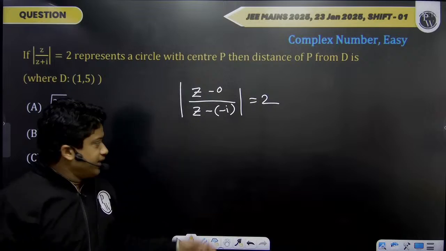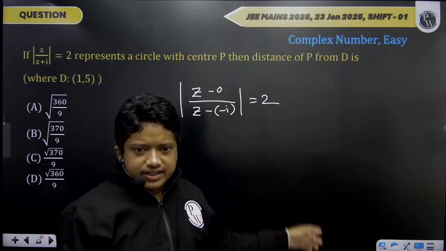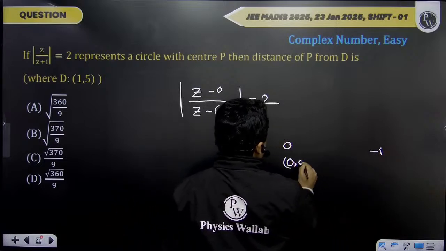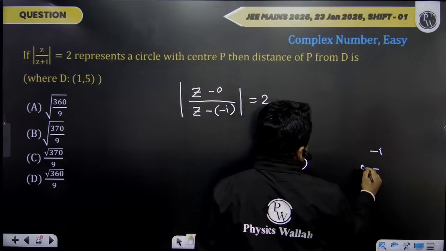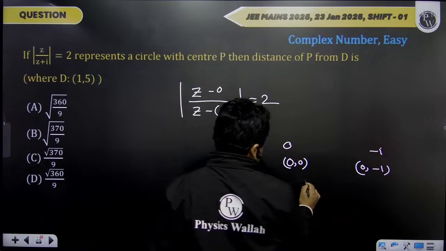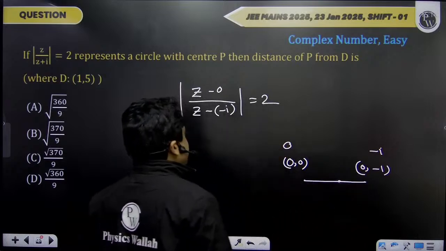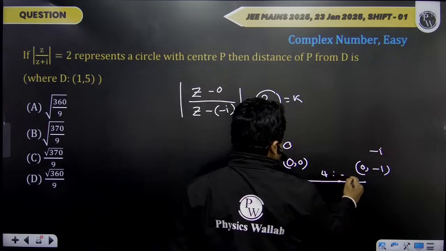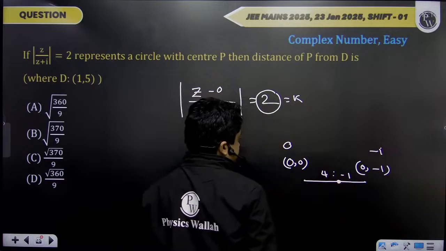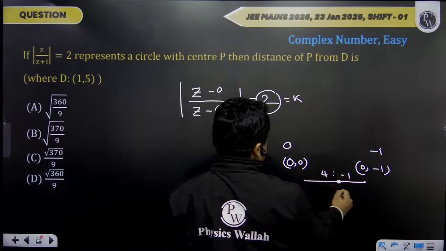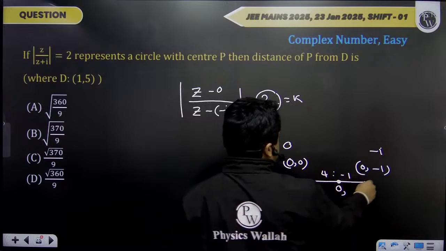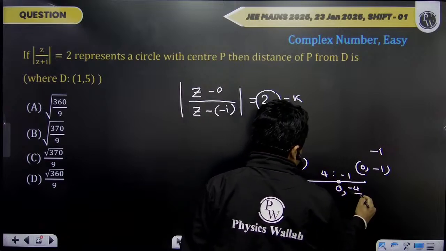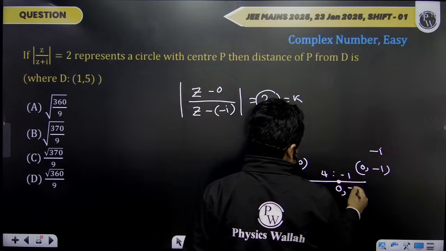This has been given, and you can directly use a result. What result? That this circle center will be what? It will be 0 and minus iota. 0 means (0, 0), and minus iota means (0, minus 1). So this circle center divides in the ratio of k square is to minus 1. So here k is what? Here k is 2. So this will be equal to what? 4 is to minus 1. So if we do that, we'll get the center. So (0, 0), and so 4 into 0 minus 4, this will be 0, and then 4 into minus 1 minus 4 upon what? 4 plus minus 1, which is 3.